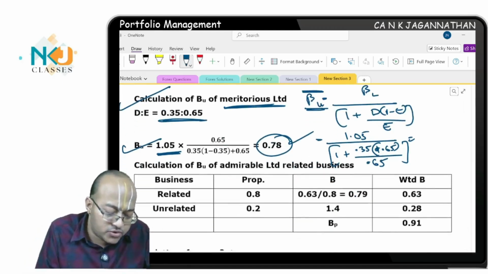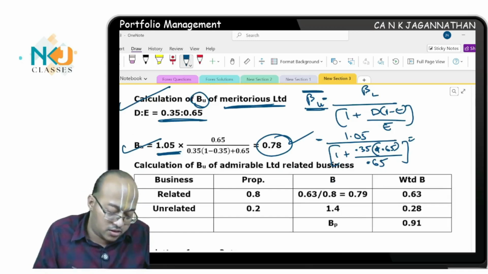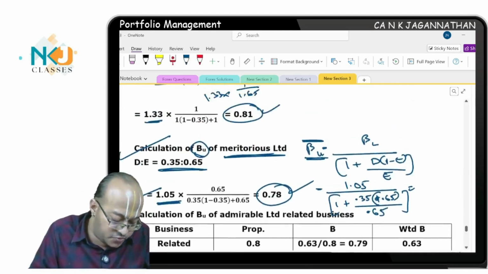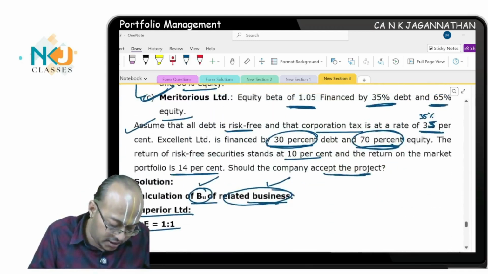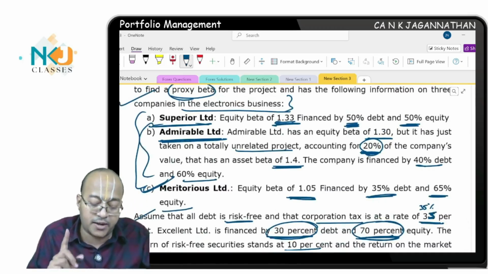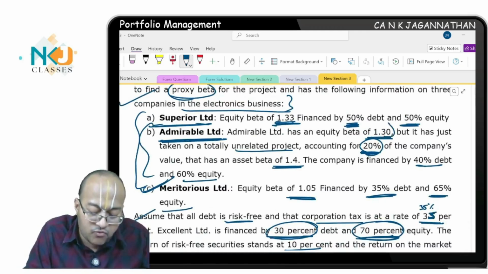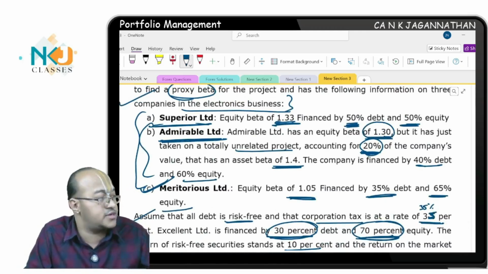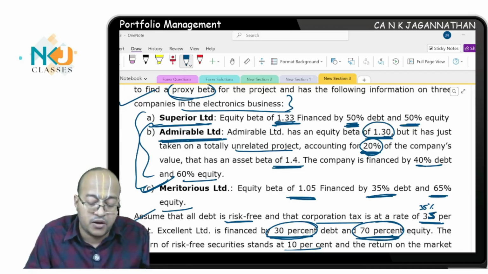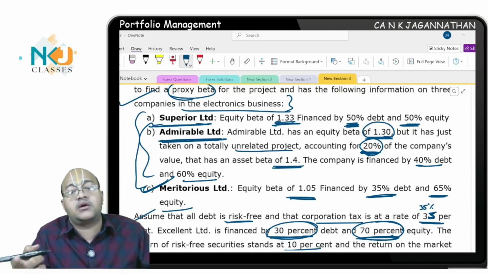Next, we have calculated the beta unlevered of Meritorious Limited. But now there is one more important adjustment to be made. We left out Admirable Limited. Yes, we left out Admirable Limited. Admirable Limited's beta is how much? 1.3. Are you all understanding what I am trying to say? This Admirable Limited's beta is 1.3. The 20% related business you should adjust after converting into unlevered.